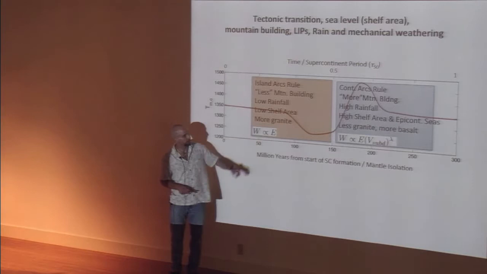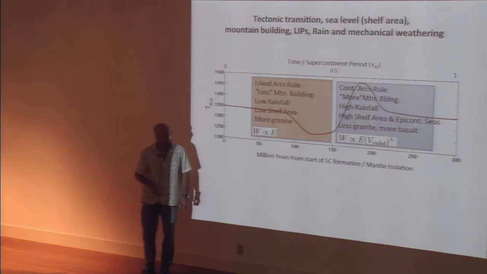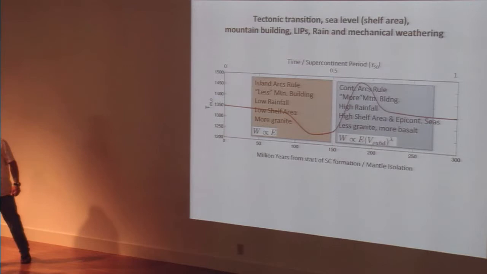We go through this transient and start to break up the continent. So the continent rolls over the top of its subduction zones, going into mountain building, high rainfall, high shelf area, picking up basalt from large igneous provinces, and then weathering picks up an explicit dependence on subduction rate because we're making mountains, which I will not have time to get into.